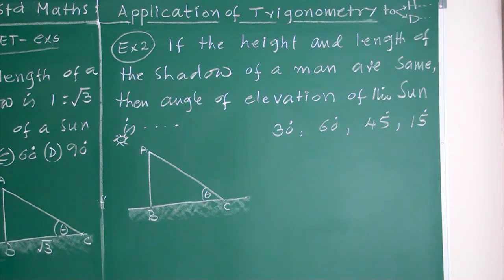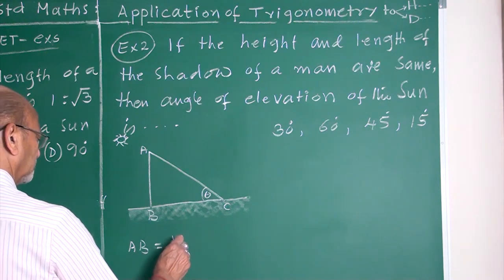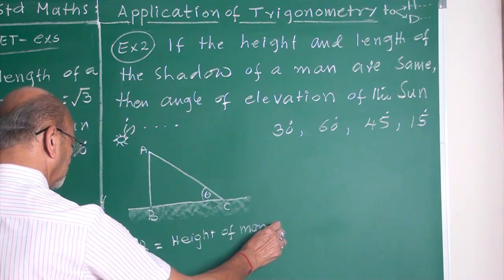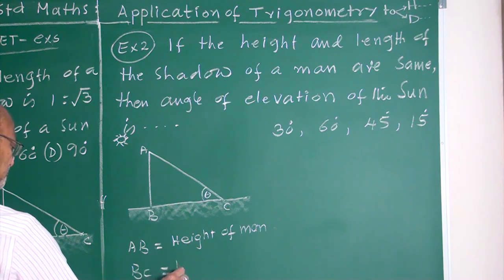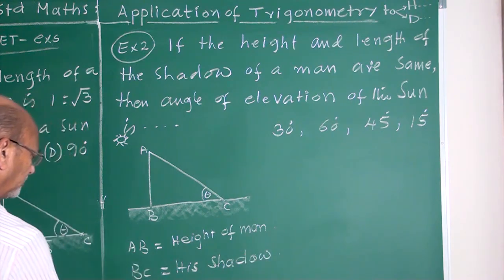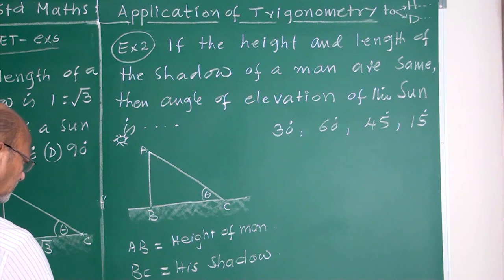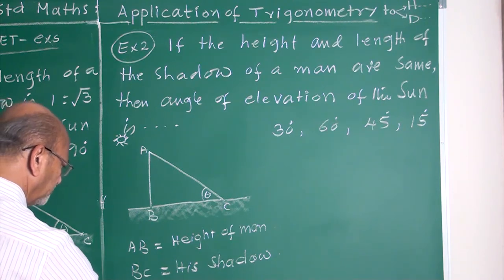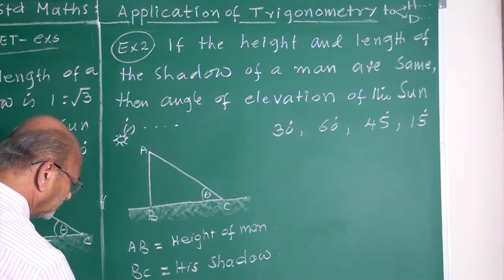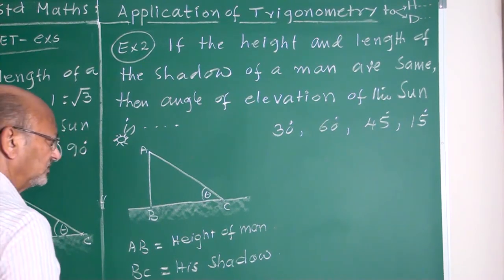Yes, my friends, the same thing you would write. AB is the person, and BC is its shadow. This is the height of the person, height of man, BC is the shadow. What is given? They are equal, my friends. Given, they are equal, same. From this you can get what? AB upon BC is what?